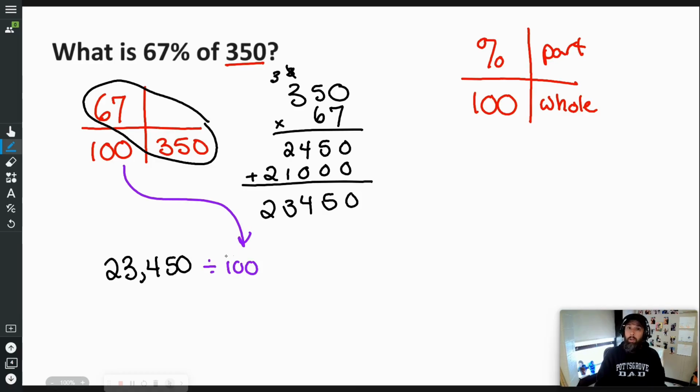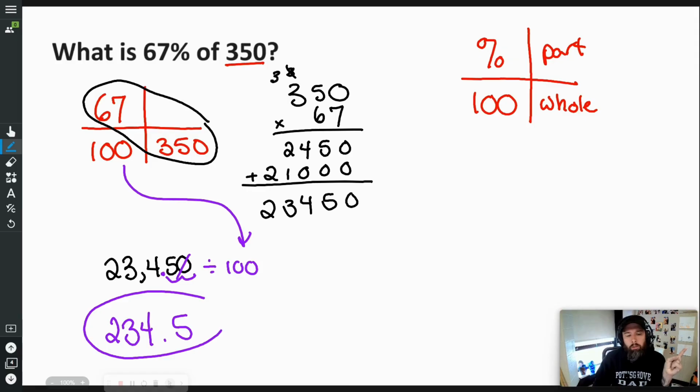Now we take that number and we divide it by 100. What you could do whenever you divide by 100 is if you have 2 zeros at the end, hack them off. That didn't happen here. I only have 1 zero at the end. So what I'm going to do is put a decimal where the decimal would normally be and bump to the left 1, 2, 3 spaces. I can hack off that 0, and this leaves me with 234.5. So 234 and 5 tenths.